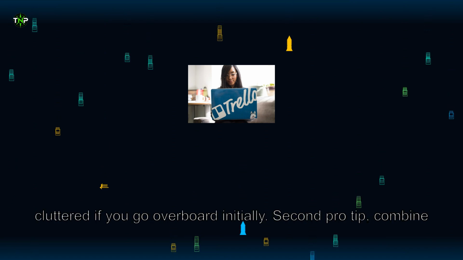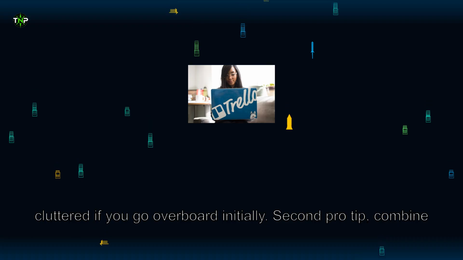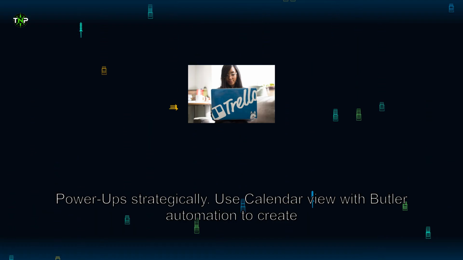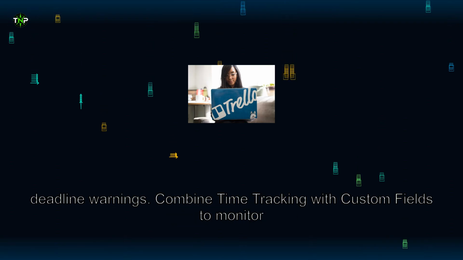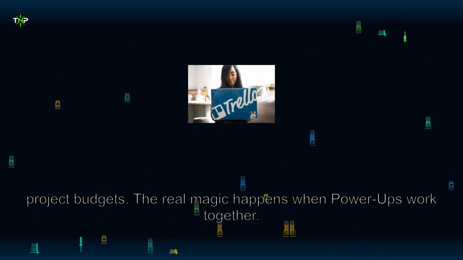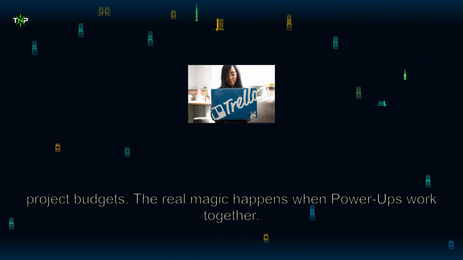Second pro tip, combine Power-Ups strategically. Use Calendar View with Butler Automation to create deadline warnings. Combine time tracking with custom fields to monitor project budgets. The real magic happens when Power-Ups work together.